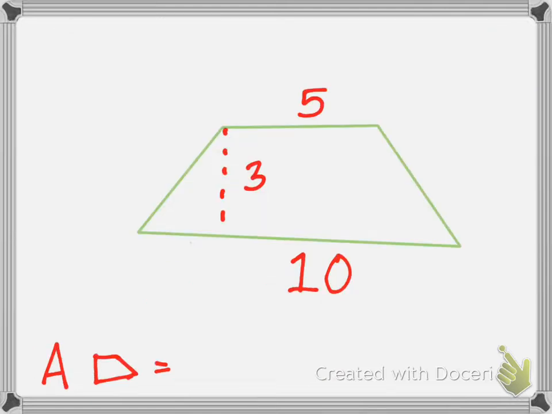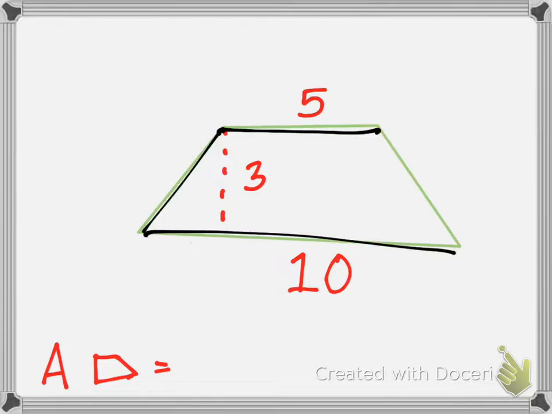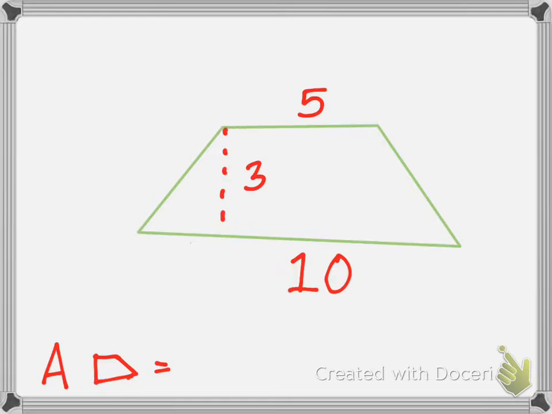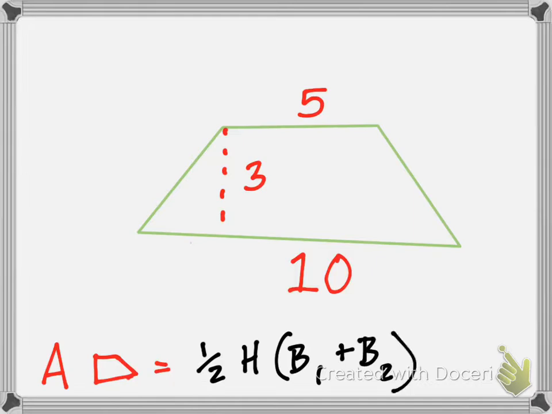First of all, here's my trapezoid. We know it's a trapezoid because it has 2 parallel sides and then 2 not parallel sides. What is the formula for area of a trapezoid, Ben? 1/2 height times base 1 plus base 2. Excellent. 1/2 times height times base 1 plus base 2. So we're going to fill this in. What's our height, Elsie? 3.